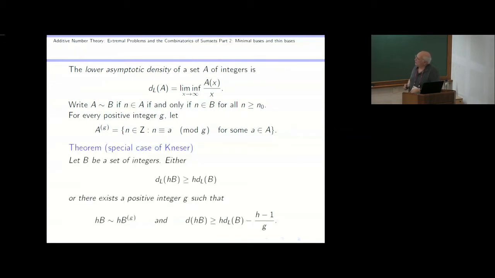And the special case of Kneser's theorem that we use is the one I mentioned yesterday. If you take any set B of integers, if things were just right, or what you might expect naively, you would expect that if you add the set B to itself h times, the density is at least h times the density of B. But we saw examples yesterday where that doesn't happen. The most trivial example, again, is just take the even numbers. The even numbers have density a half, and 2 times a half is 1. But if you add the even numbers to themselves, you just get the even numbers.